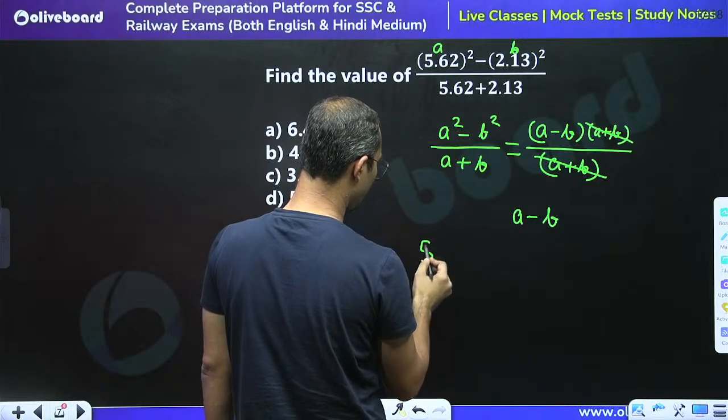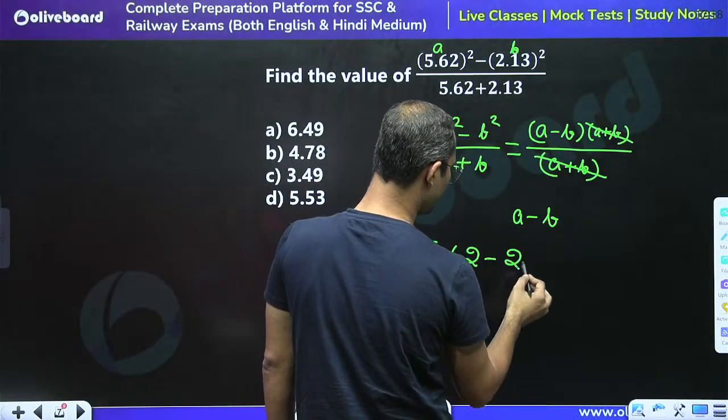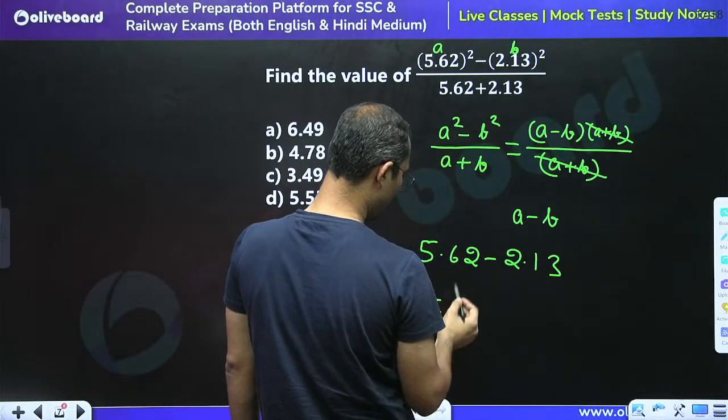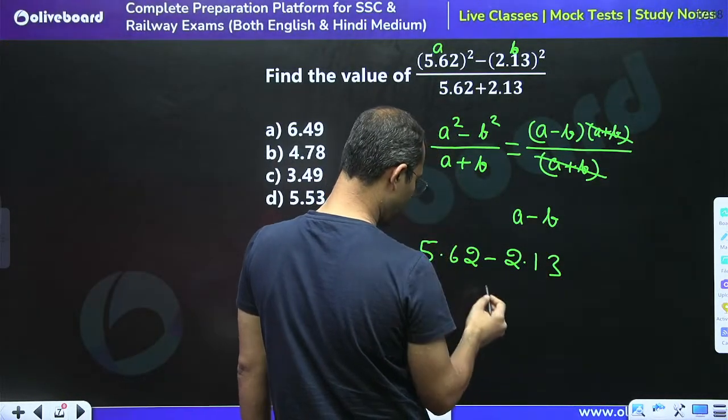So the value of a is 5.62 minus the value of b, which is 2.13. After subtracting, we will get how much? 12 minus 3, that is 9.